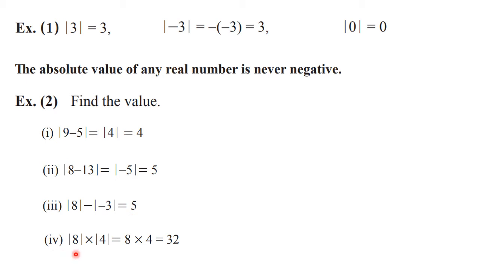Fourth one here. Modulus of 8 into modulus of 4. Now see, here we cannot directly multiply in modulus sign. First we have to remove these numbers out of the modulus sign. So modulus of 8 is plus 8, then into sign, and then modulus of 4 is plus 4. So 8 into 4, 32 is the answer. Okay. Doing this step is very important. You are removing 8 and 4 out of modulus sign and then you are multiplying. Okay. Take a note of this. Let's go further.